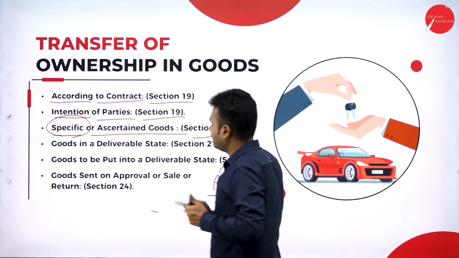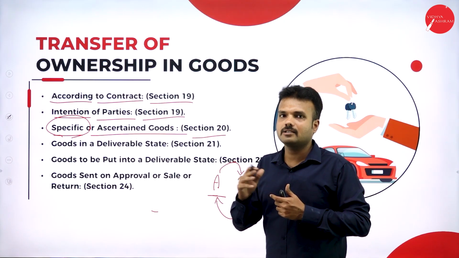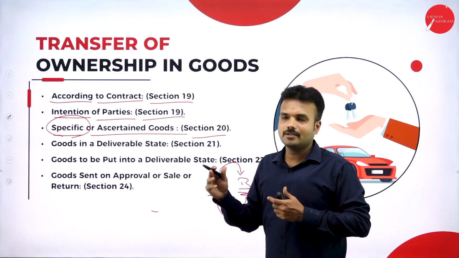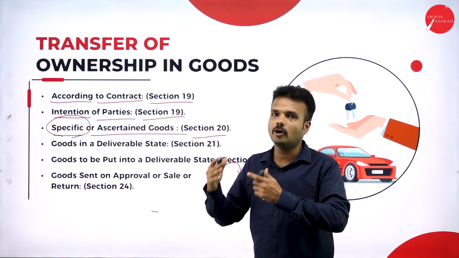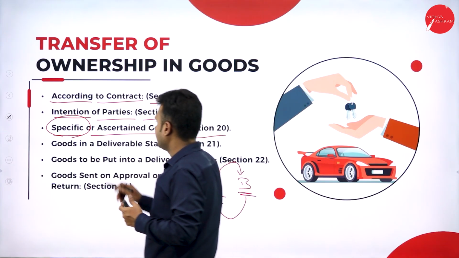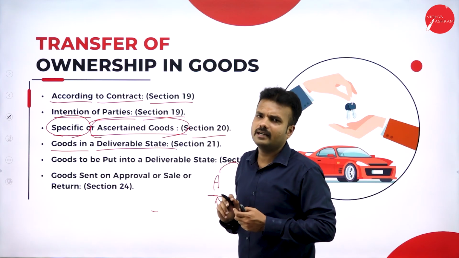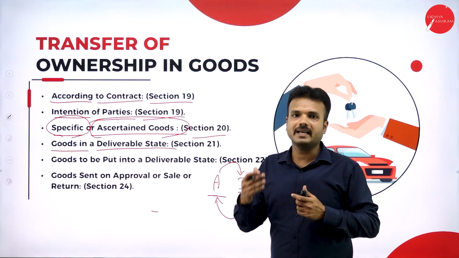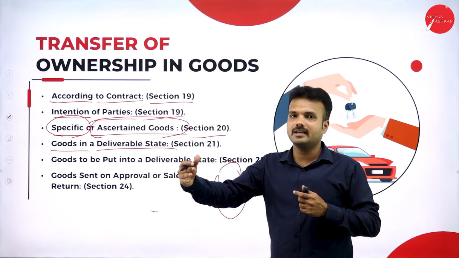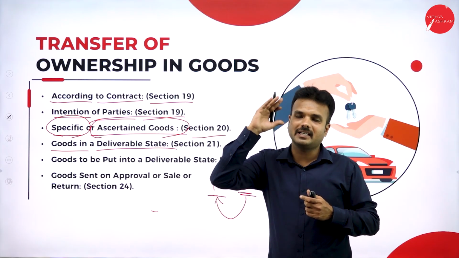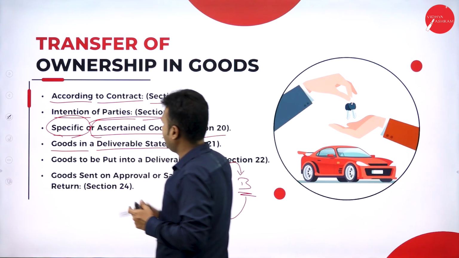Ascertained goods are nothing but confirmed goods, ready to move. The goods are in a deliverable state. If the seller is ready to sell the good but the price of that product has not yet been decided, in that circumstance he cannot deliver the goods. He cannot say, today you purchase the product, I will tell you the price tomorrow. No. Before entering the contract itself, each and everything must be specifically discussed.